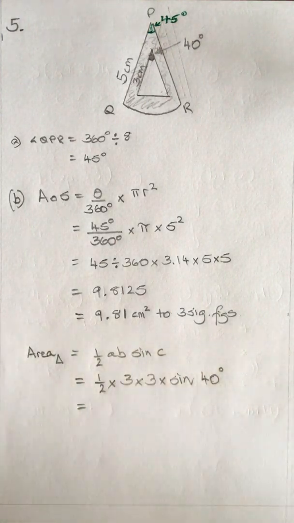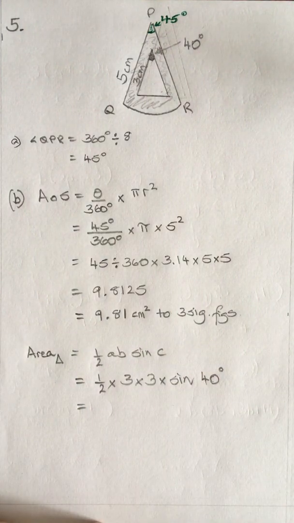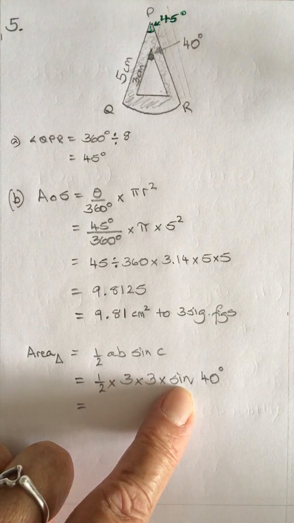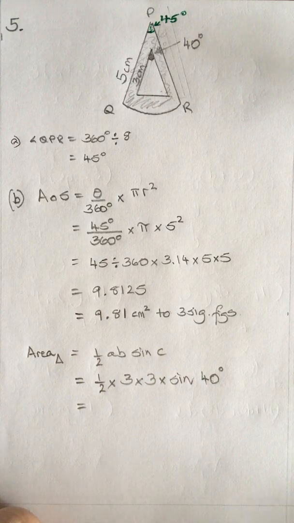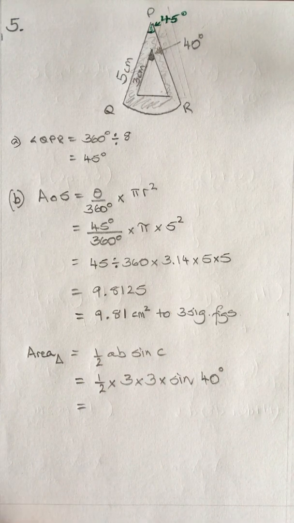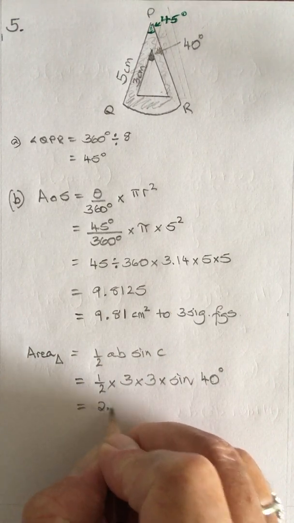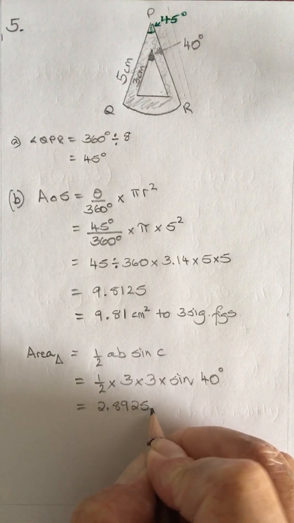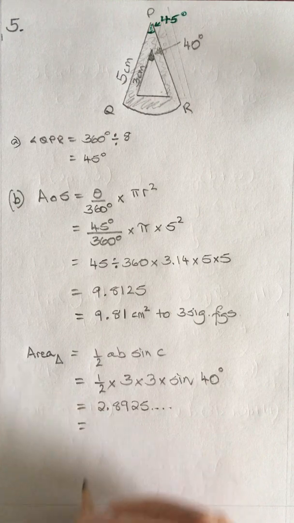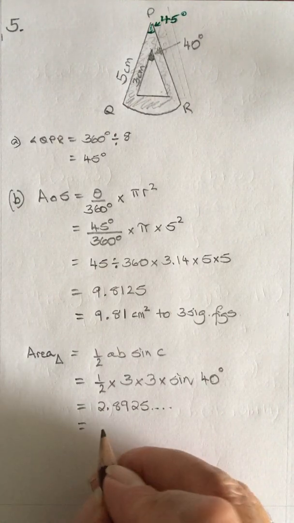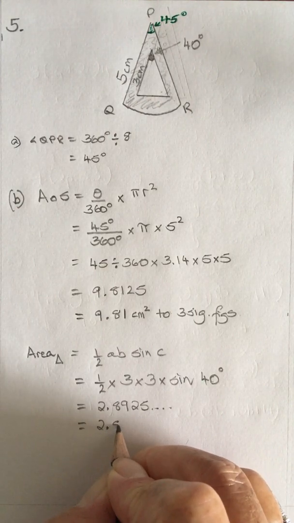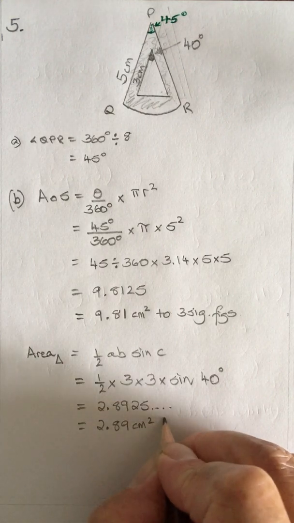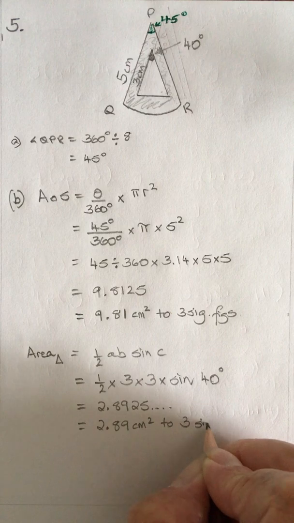Okay, so if you put that into your calculator, so a half times 3 times 3 times sine 40 equals 2.8925, and it goes on and on. So again, we'll round that to 3 significant figures. So it's 2.89 square centimetres to 3 sig figs.